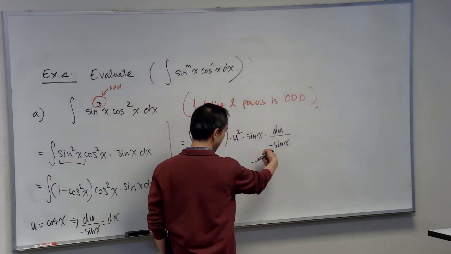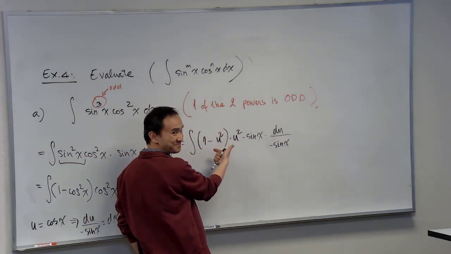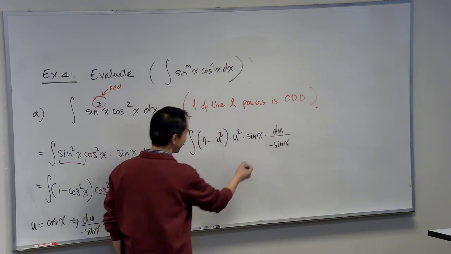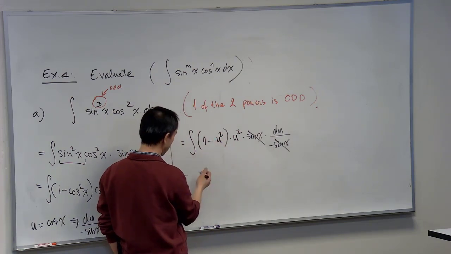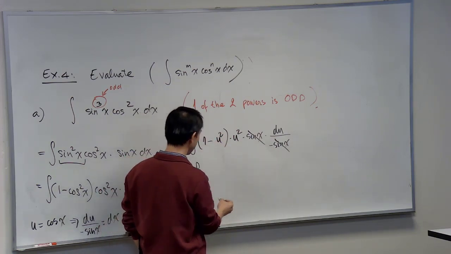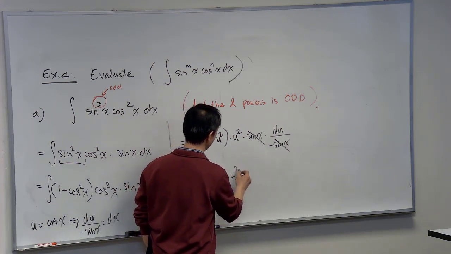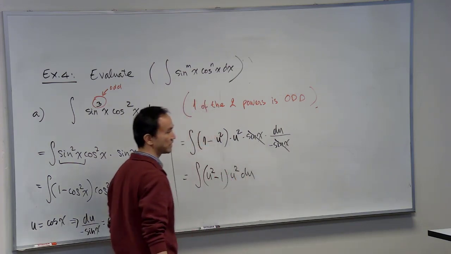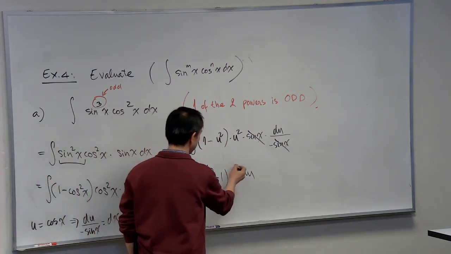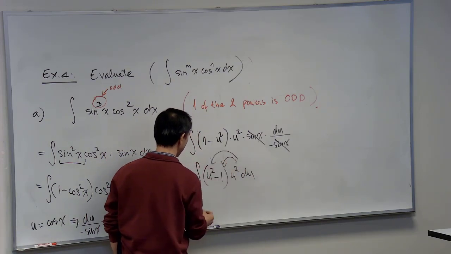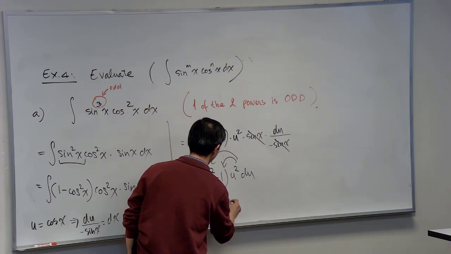So now this negative sign cancels with the sine, and the negative sign makes the subtraction reverse its order. So really, your integral, as a cleaned-up version, becomes u squared minus 1, times u squared. That's just algebra at this point. So now we're just going to distribute that in, making it the integral of u to the fourth minus u squared, du.